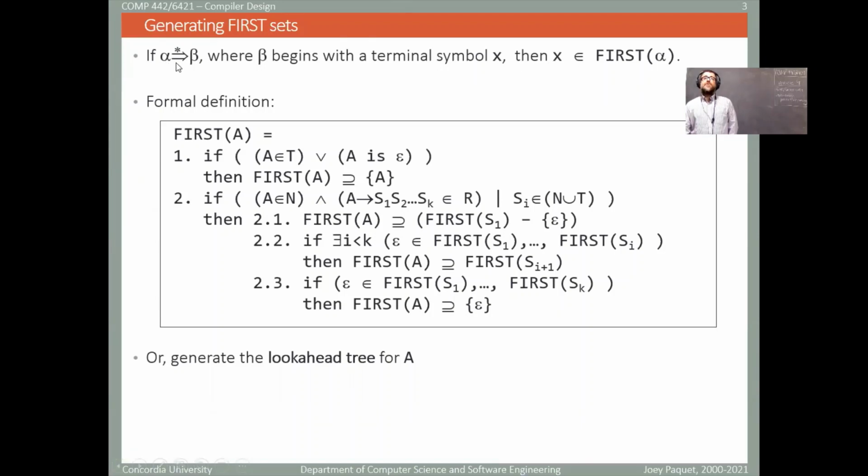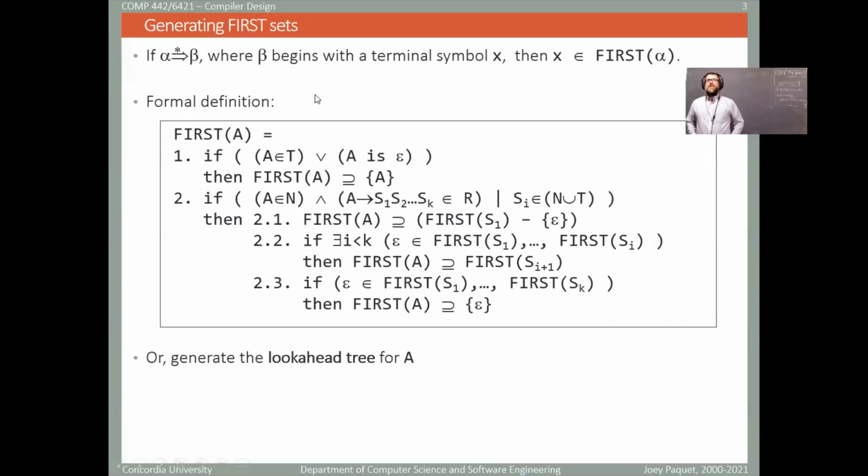Essentially, you transform the symbols in alpha using the rules in the grammar, and once you do any number of transformations, all the transformations that are possible, then anything that any of the betas you can generate starts with is in the first of alpha.